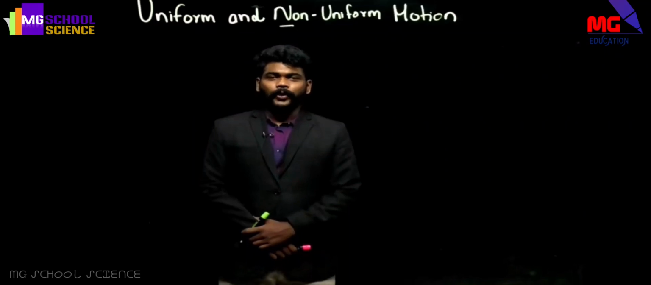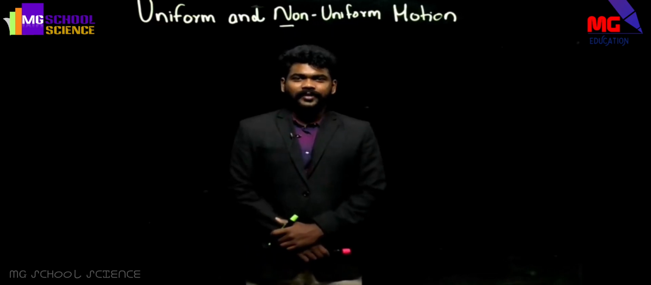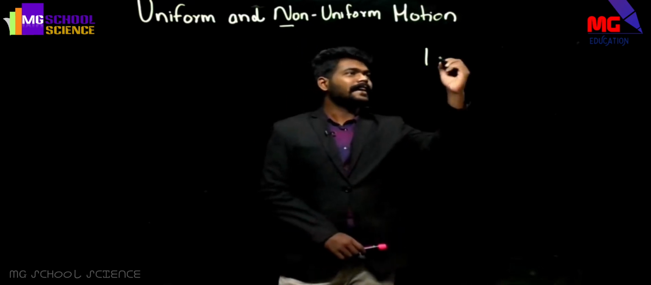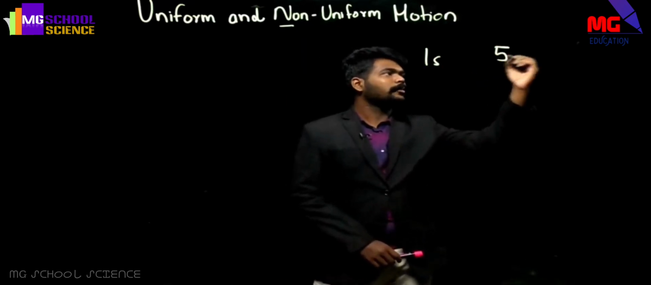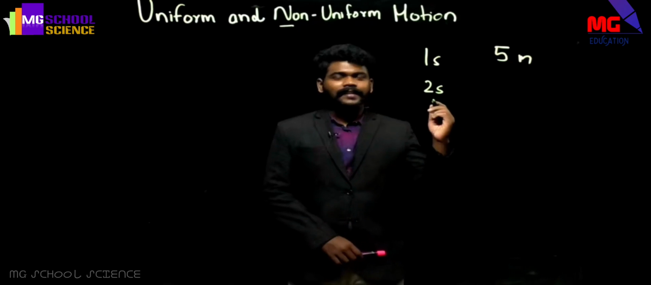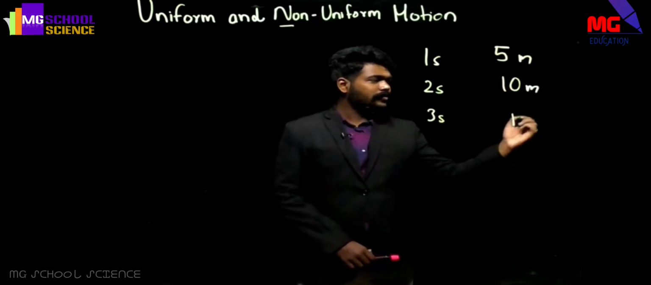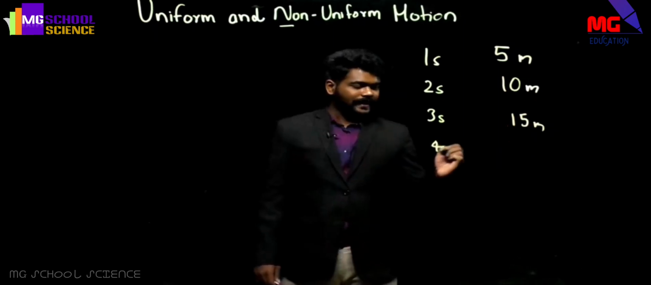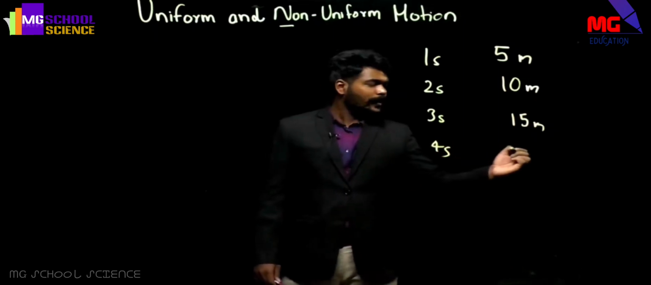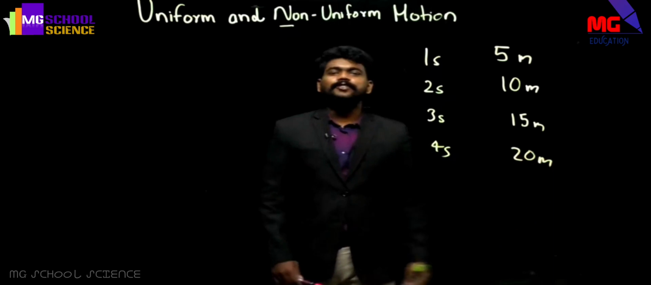Let's understand what we mean by uniform and non-uniform motion. Uniform motion. Let us take an example of an object traveling 5 meters every second. That is, in the first second it travels 5 meters, in the second second it travels 10 meters, in the third second it travels 15 meters, in the fourth second it travels 20 meters, and so on.